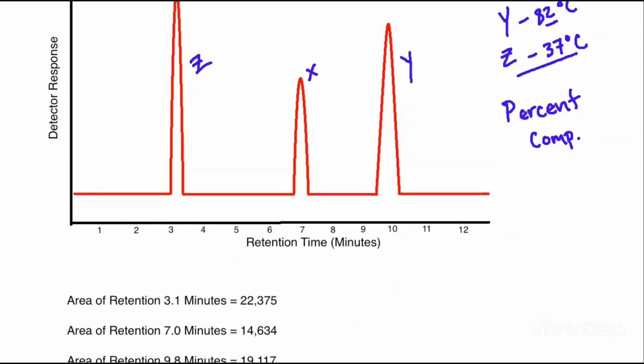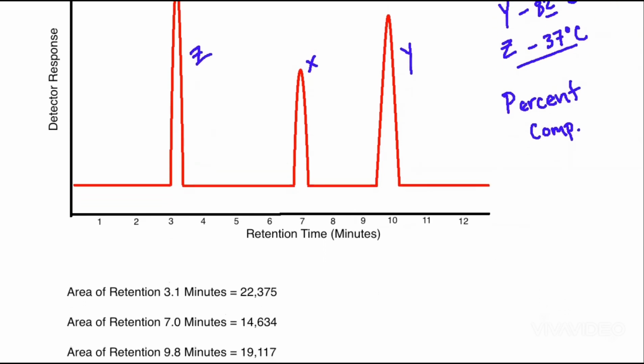Coming down here, we've got the area of retention for 3.1 minutes, the area of retention for 7.0 minutes, and the area of retention for 9.8 minutes. And they each have a value there. So you can see the one that has the most area underneath the peak is going to be the one at 3.1 minutes, and that has approximately 22,375 there. The area for 7.0 is going to be the least, and then the area for the peak at 9.8 minutes is going to be right in between that.